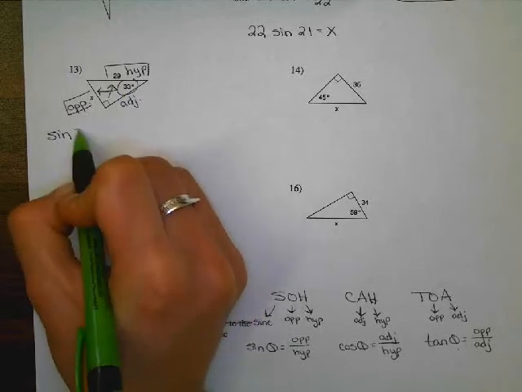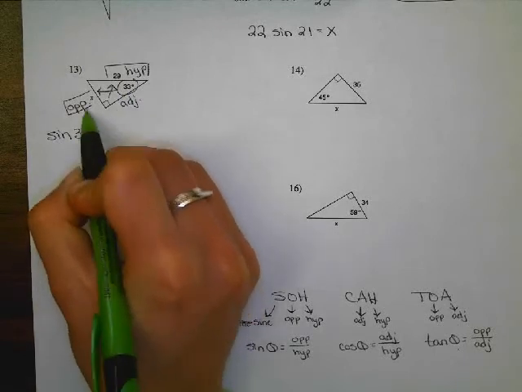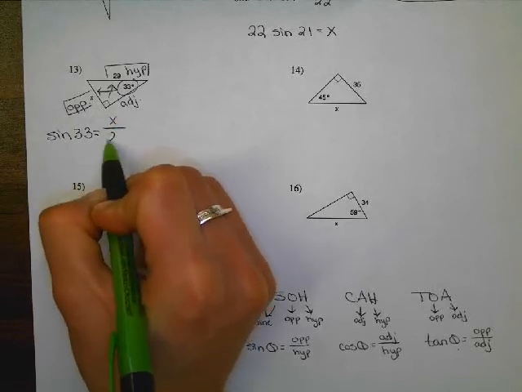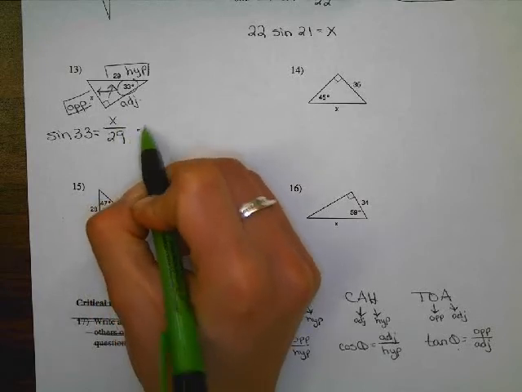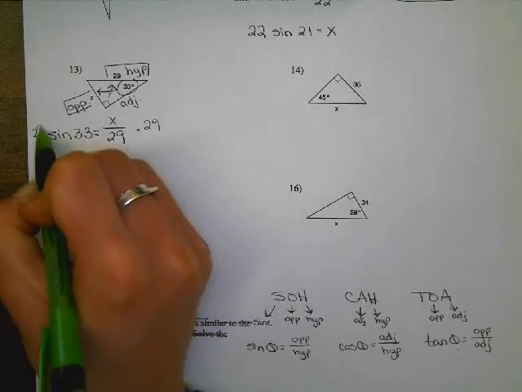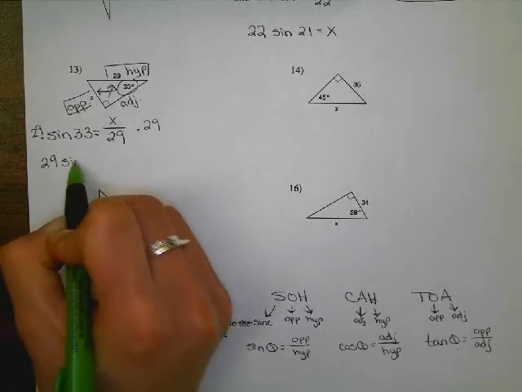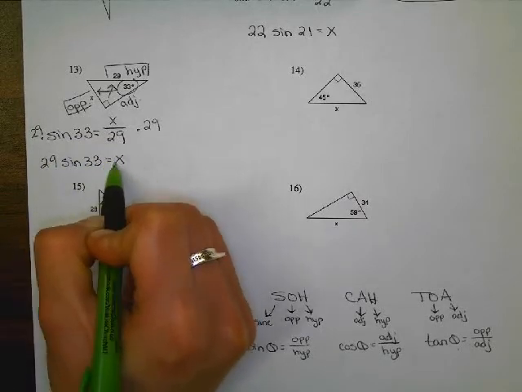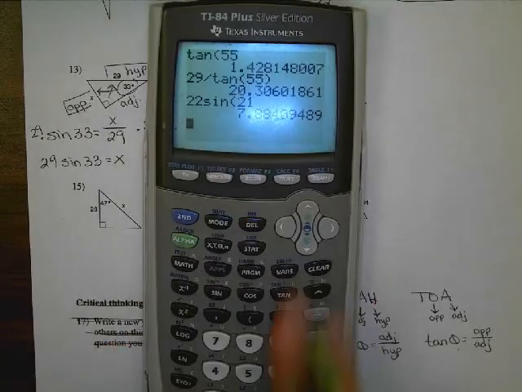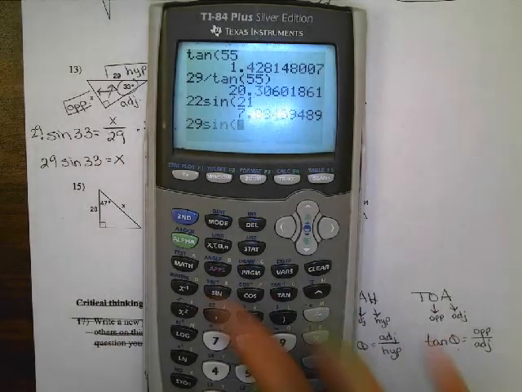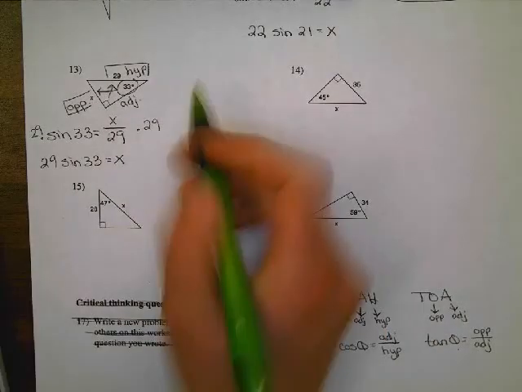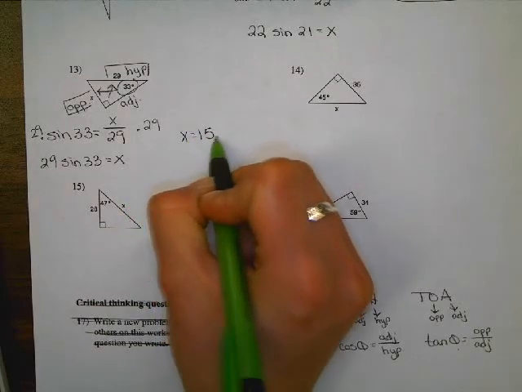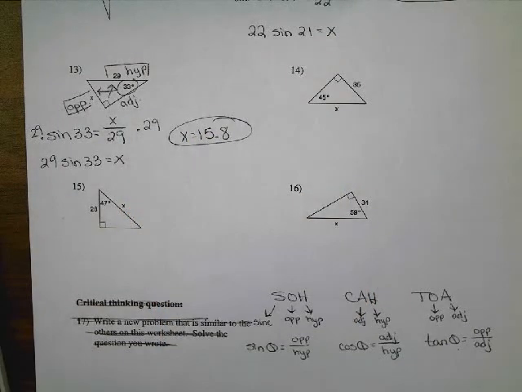This time my angle is 33, equals the opposite side, which is x, over my hypotenuse, which is 29. To get x by itself, I have to multiply by 29 on both sides. So I have 29 sine of 33 degrees equals x. So I'll put that in my calculator. x is 15.8. We'll do one more.